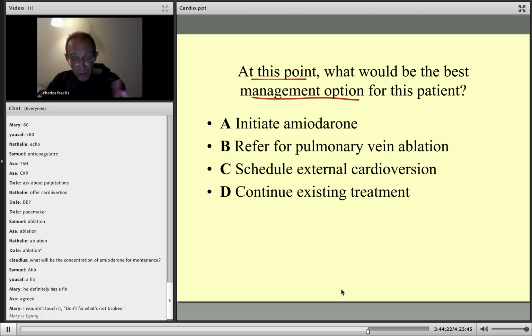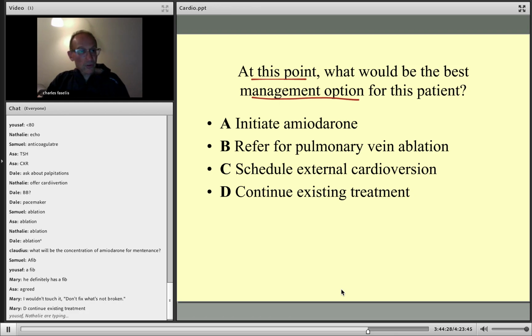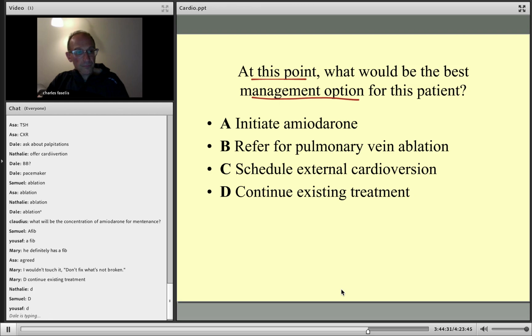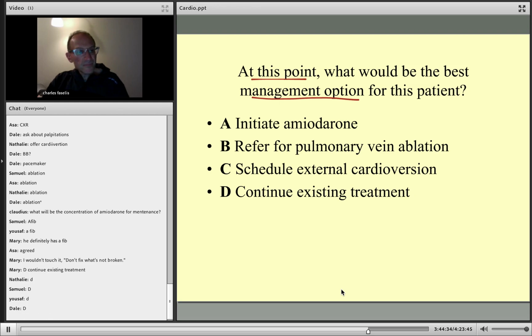So you guys are looking at difficult cases here. But you're going to get all the ones in the USMLE, right? All right, Mary has a good formula. If it's not broken, folks, do not touch it. In medicine, that is a golden rule. This guy's doing well. He's playing golf. He's feeling good. You got his heart rate low. He's having no side effects from medication. Don't touch him. Leave him alone. Just continue existing treatment.